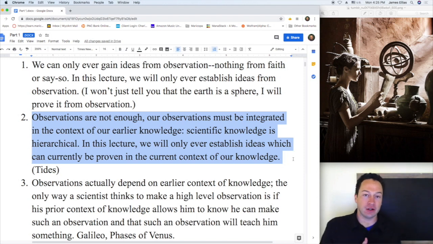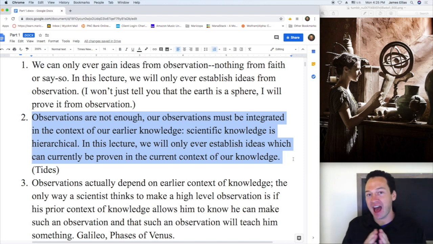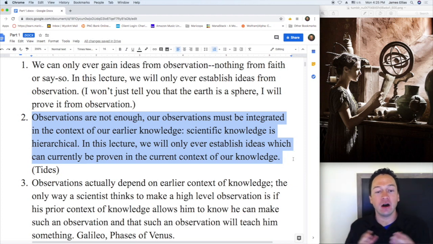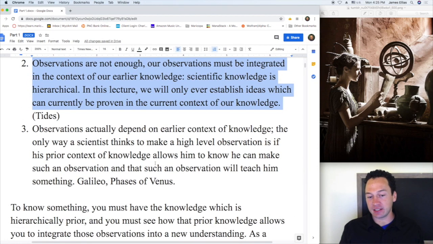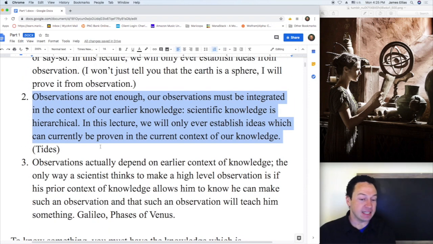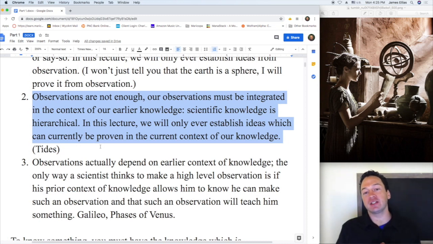So as a result, we have to go in roughly a historical order, in some kind of order of discovery, because otherwise our observations are not going to do us any good. If you look at something but you don't have the knowledge to understand what you're looking at, you can't come to any new scientific conclusions. Okay, so that's the second principle that will guide us on this journey. This actually leads us to principle number 3. Observations themselves actually depend on an earlier context of knowledge.